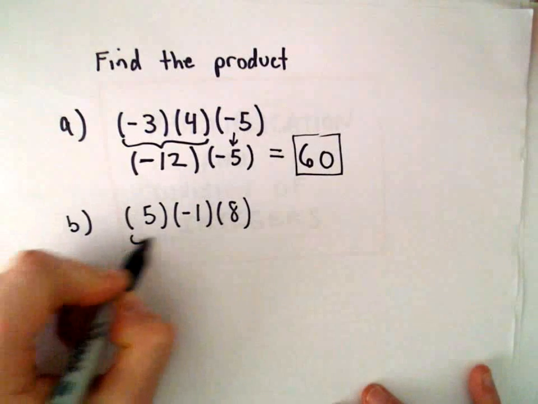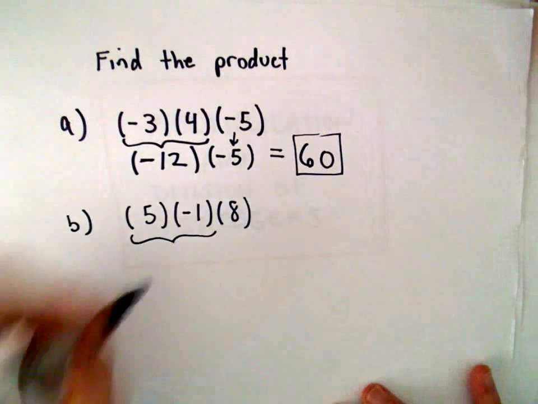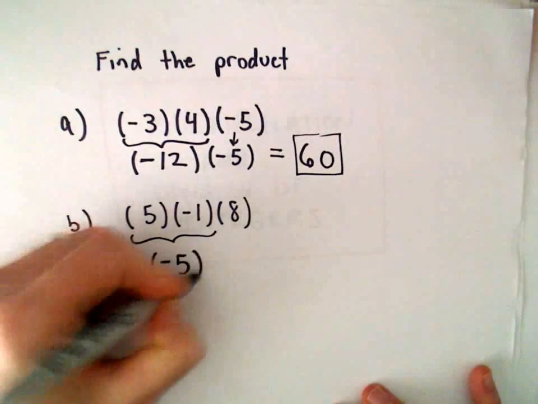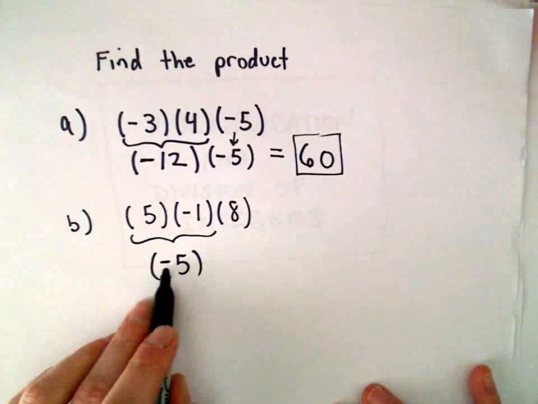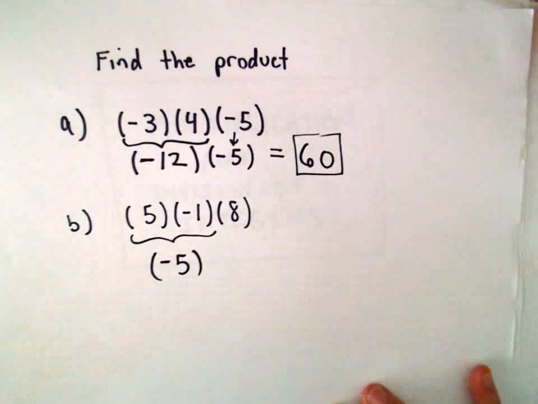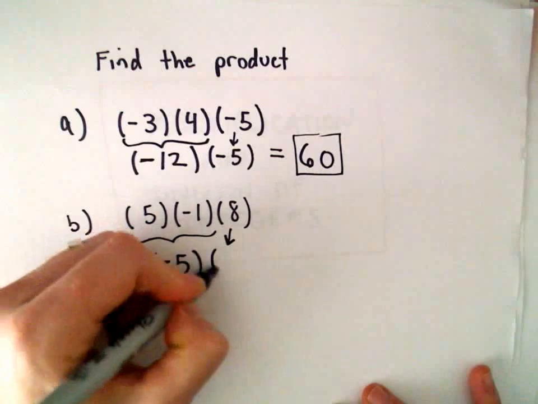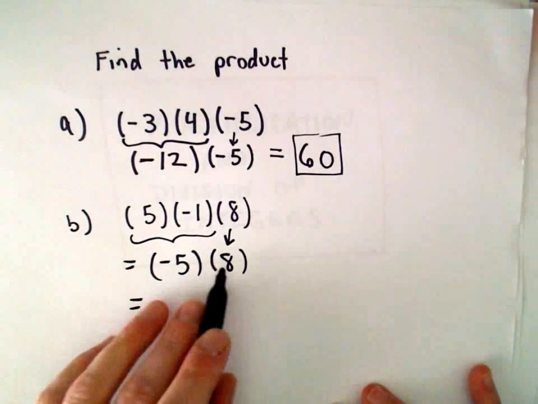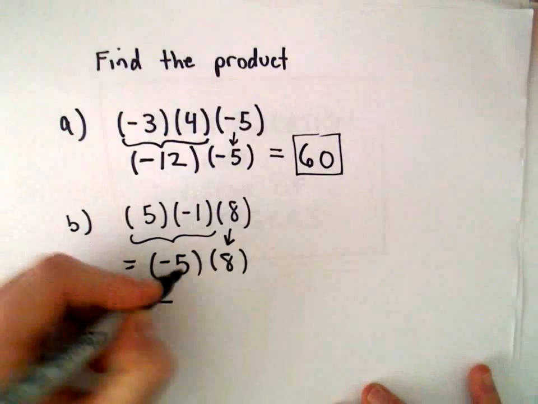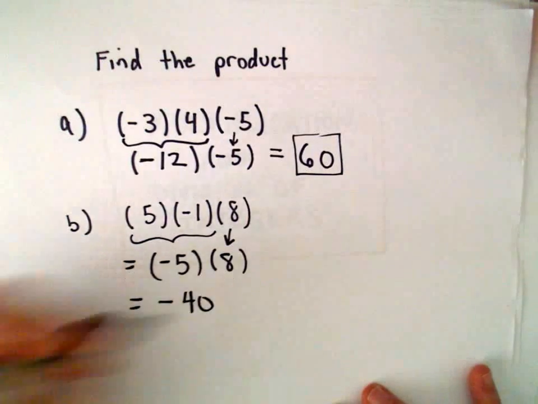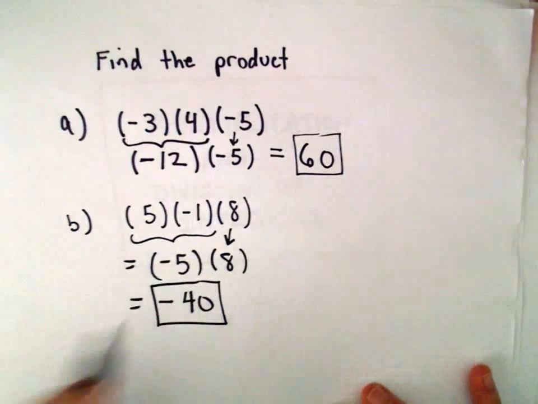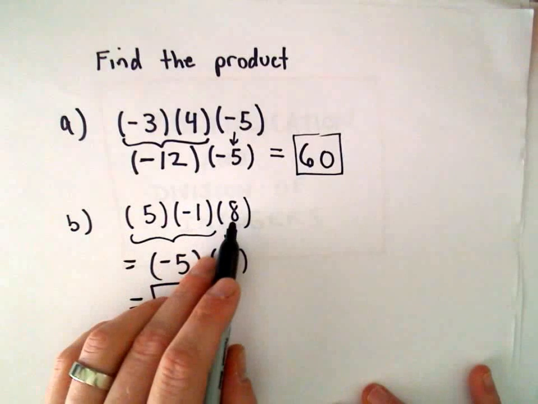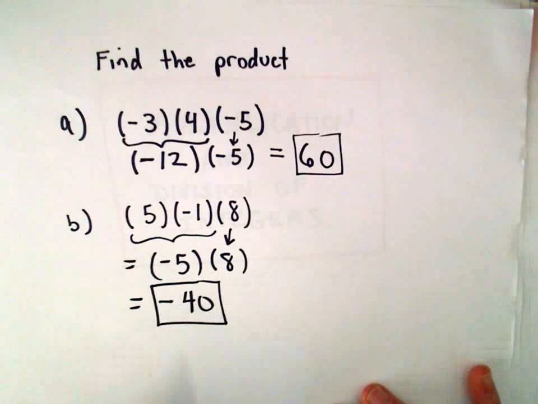Part B, we've got 5 times negative 1. Well, that's going to give us negative 5. We have a positive times a negative, so that'll be a negative. 5 times 1 is 5. Again, we'll just drop down our positive 8. Now we have a negative times a positive, which is a negative. 5 times 8 is going to be 40. So our solution, 5 times negative 1 times 8, when we multiply those together, we'll be left with negative 40.